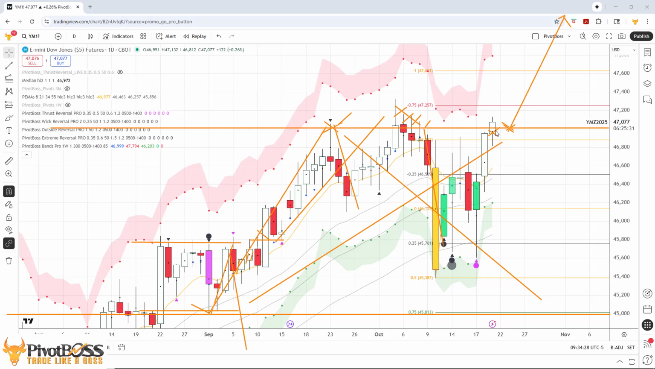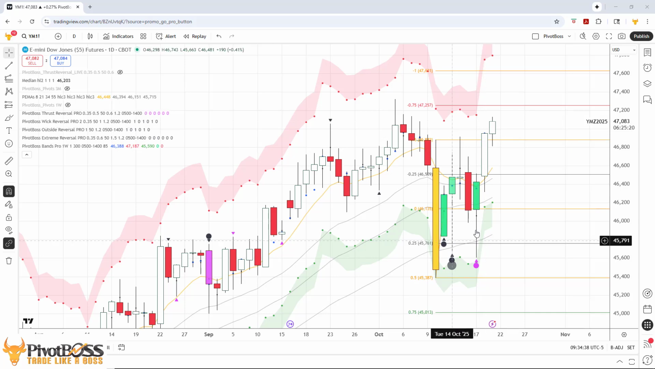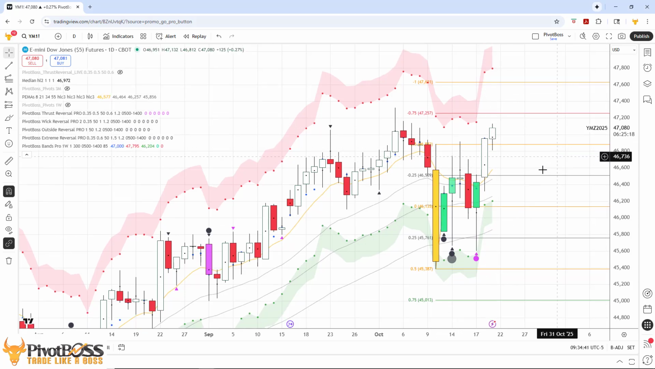And even then, this zone is still going to be a little bit worrisome here because we've had this expanding style range that continues to develop in these markets. So still an upward bias.